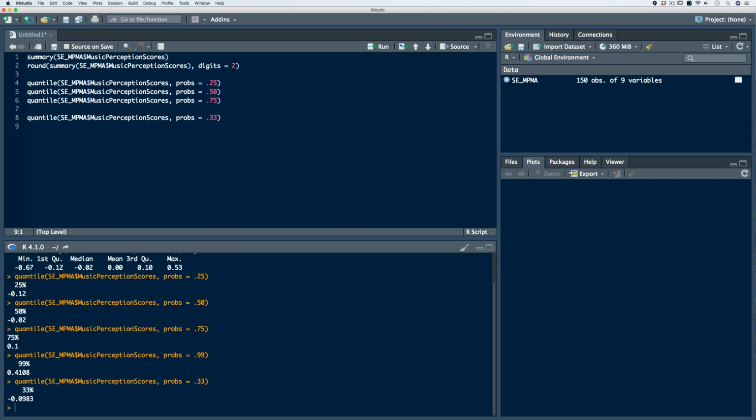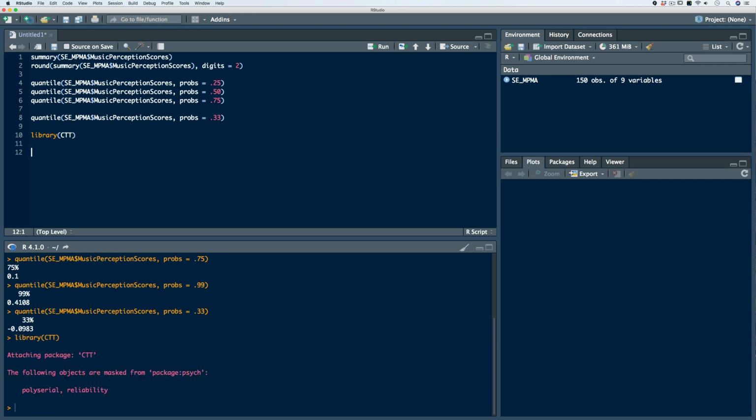So if we want to provide the 100 percentiles and the quantile values associated with those percentile ranks, we're going to use the CTT package for that. I already have it installed on my computer, so I'm simply going to load it using the library function. And when we do this, this is a two-step process. First, the function is going to standardize all of the values in our distribution to what's called z-scores. Because it's standardized, it allows us to compare apples to oranges.